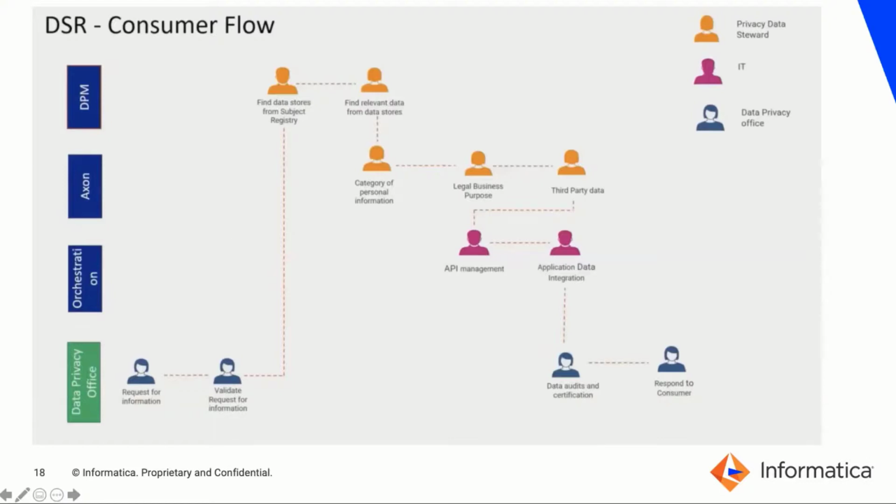You get a request, and you want to validate it, which may happen outside our product. Then you are searching for the subject in DPM and finding the relevant subject, but you want to get maybe the category, the legal purpose, and some of the third party information from Axon. Sometimes you can enrich that into DPM.